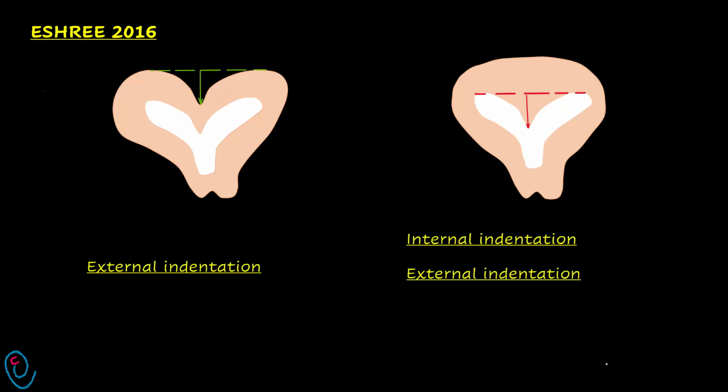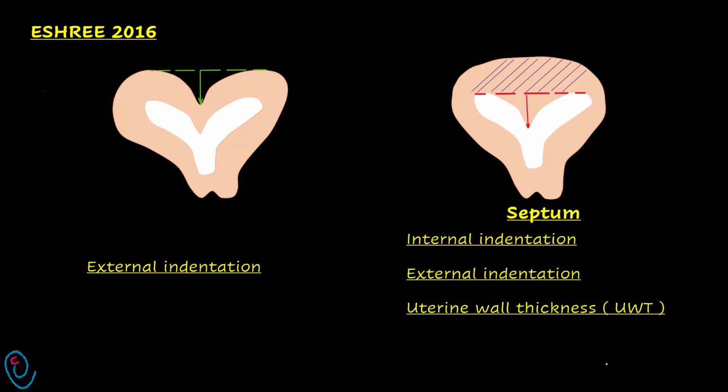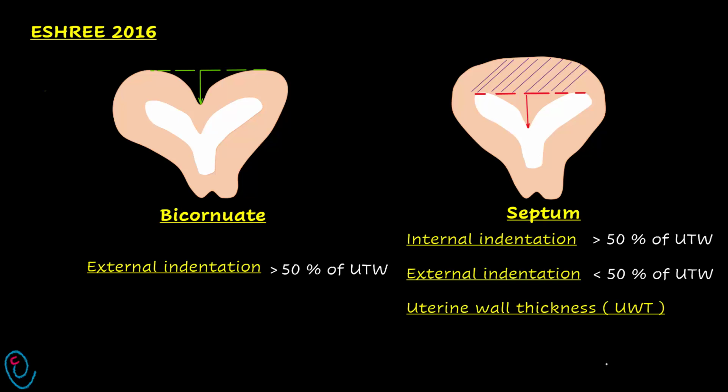In ASRM 2016, we measure internal indentation, external indentation, and uterine wall thickness, which is the thickness above the interostial line. The diagnosis is a uterine septum if internal indentation is more than 50% of the uterine wall thickness and external indentation is less than 50% of the uterine wall thickness. The diagnosis is bicornuate uterus if external indentation is more than 50% of the uterine wall thickness.